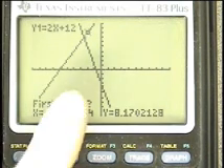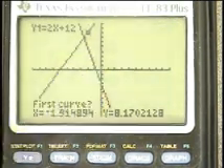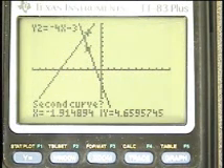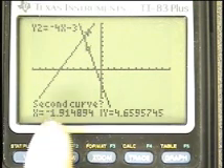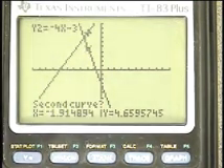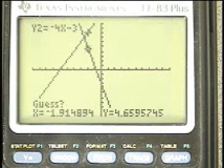See how the cursor is on one of our lines. All you need to do is press Enter. Now our cursor is on the other line, and it says second curve. So we press Enter again. That tells the calculator that those are the two lines that we want to find the intersection point of. It asks for a guess.